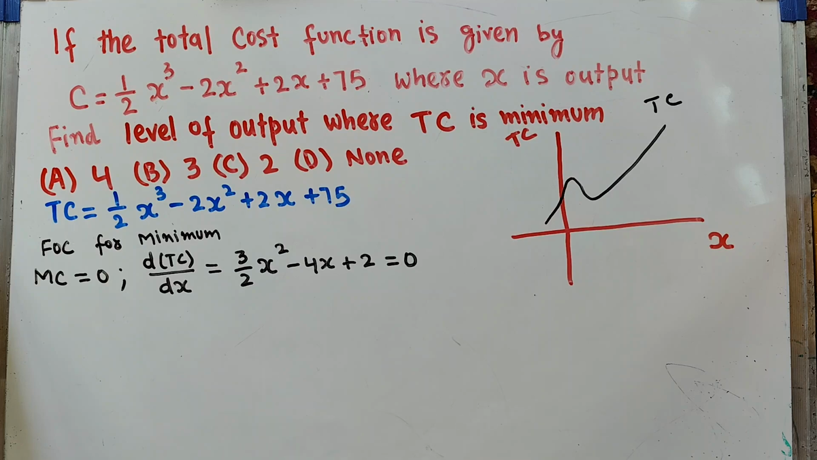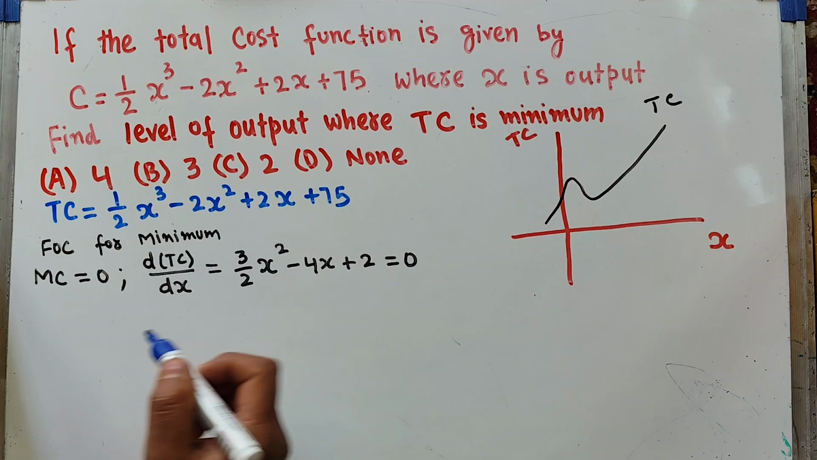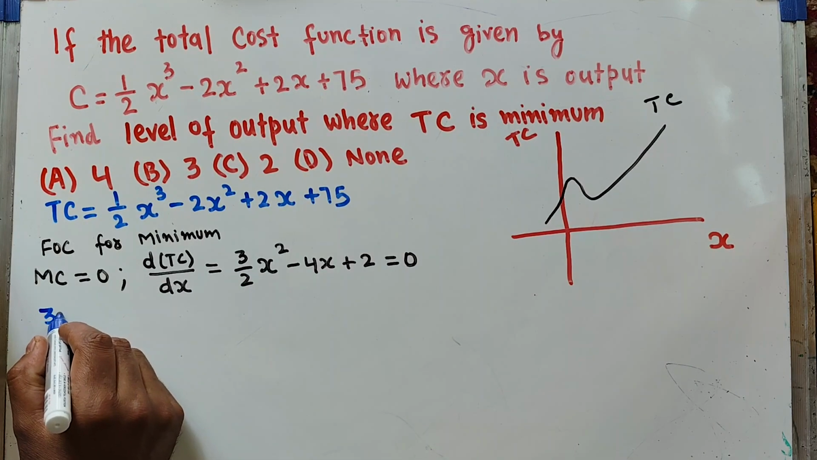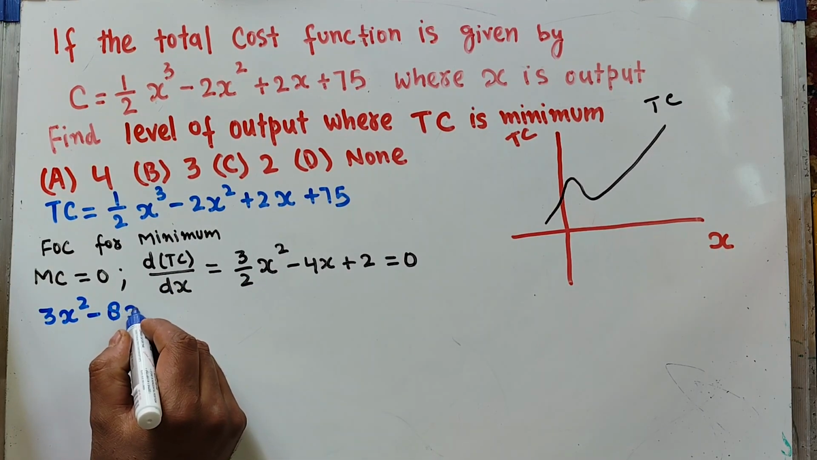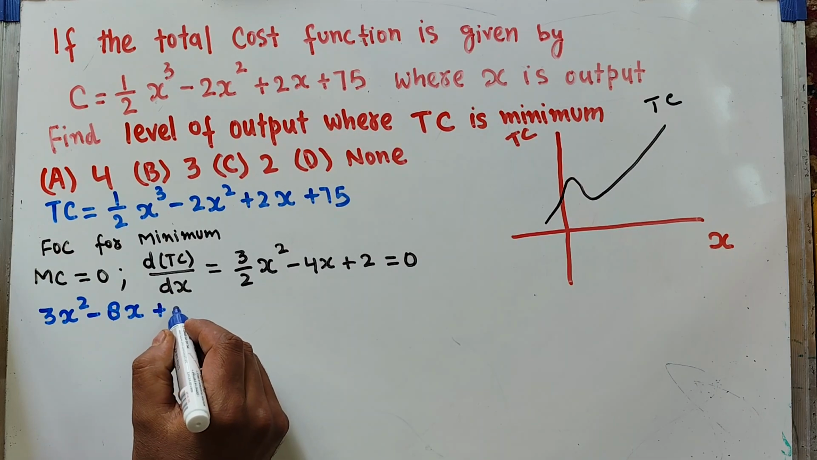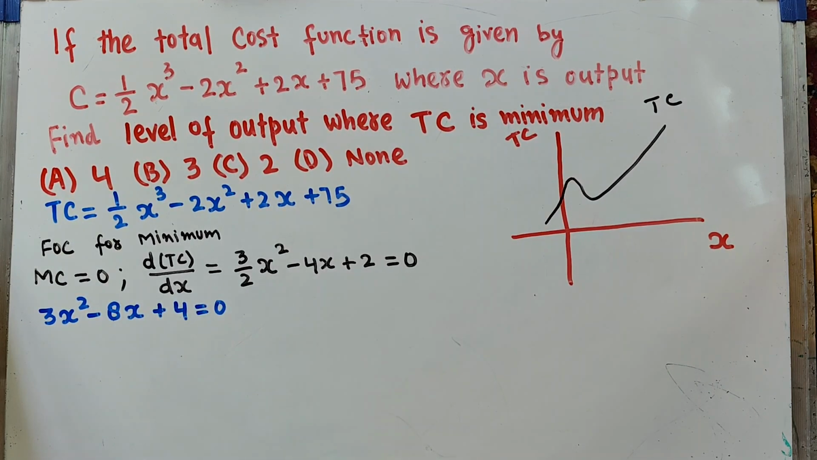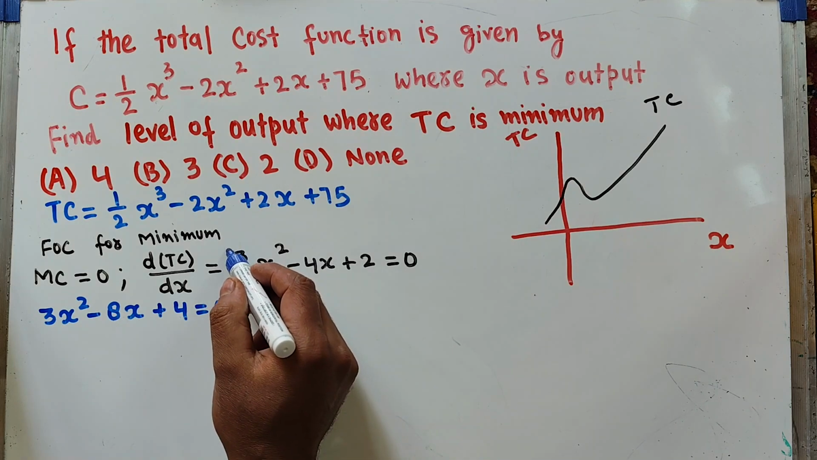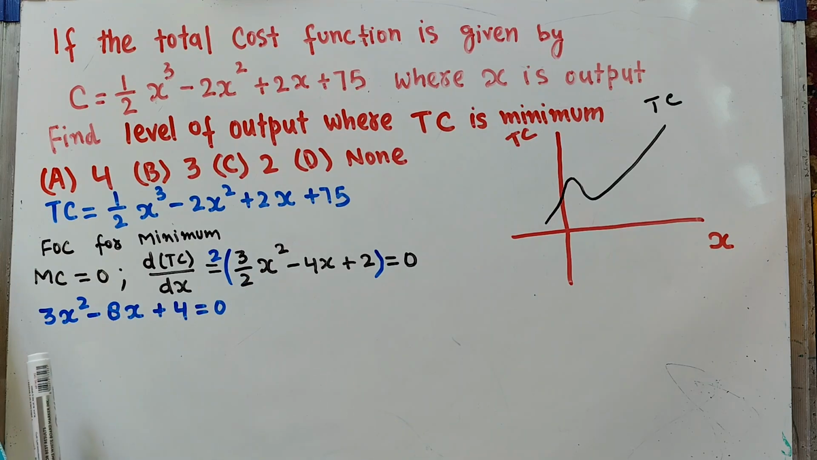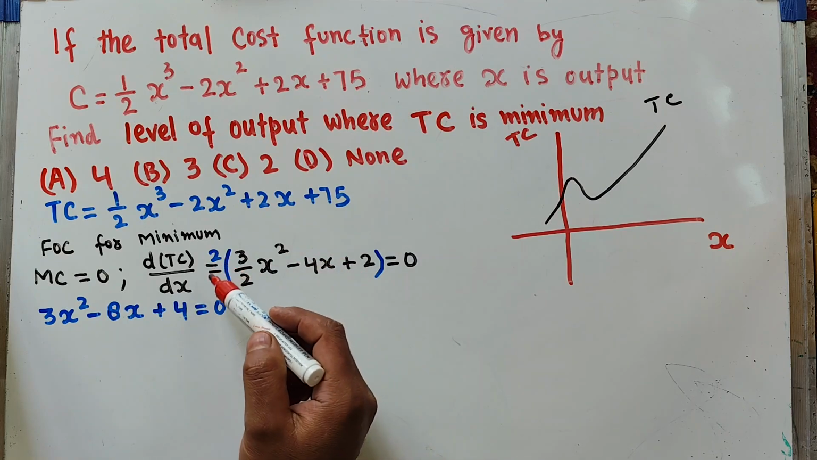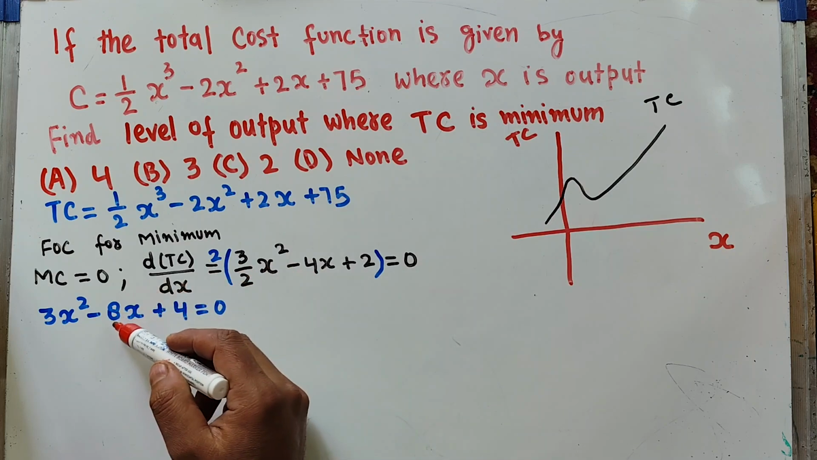Let's first solve it. Since this is now a quadratic function, if we multiply both sides by 2, we will get 3x square minus 8x plus 4 is equal to 0. I have multiplied both sides by 2 so as to remove the denominator and make it into the standard quadratic form. So 2 gets cancelled, 2 4s are 8, 2 2s are 4.